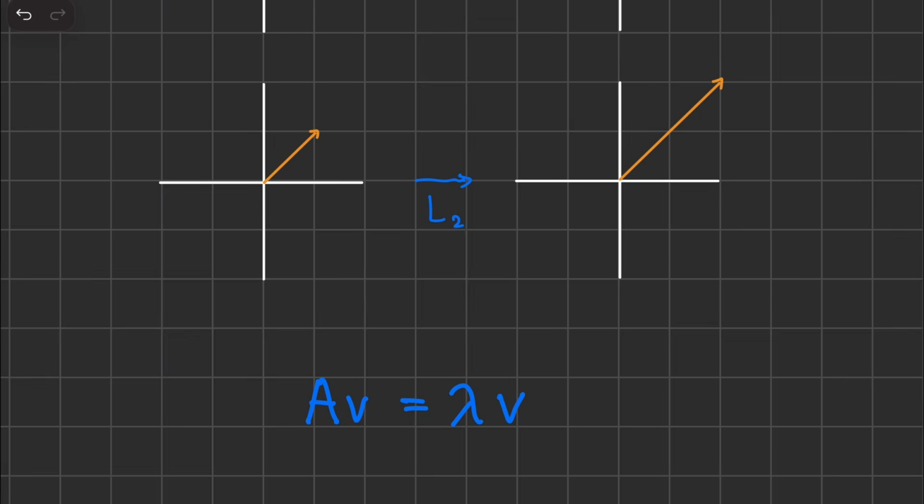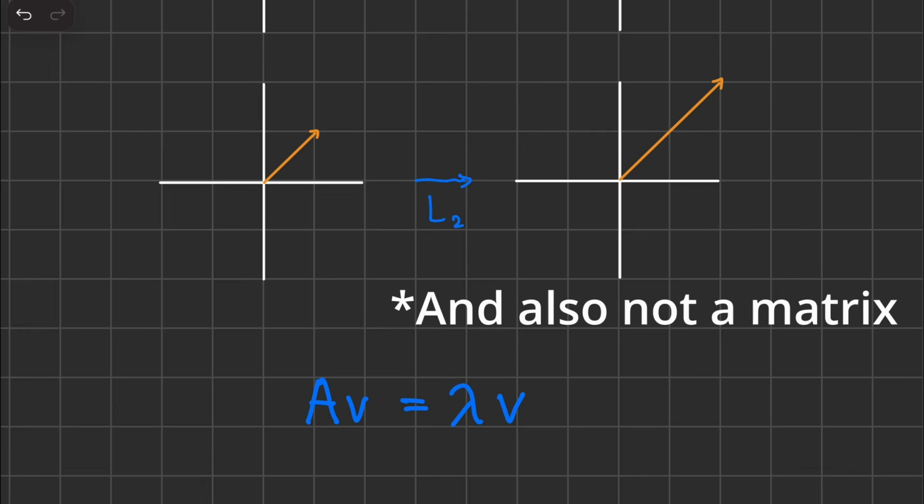Now, formally, algebraically, this phenomenon is described by this equation. A, which is our linear transformation, so for L2 this would be the matrix L2 here. So A times V being equal to lambda times V. What this means is that when we apply the linear transformation A to our vector V, it's the same as multiplying our vector V with a lambda. And in this case, lambda is a scalar. So it's a single number, not a vector.